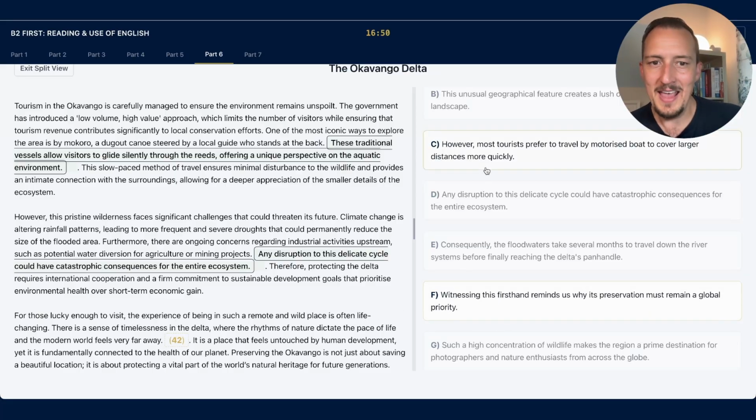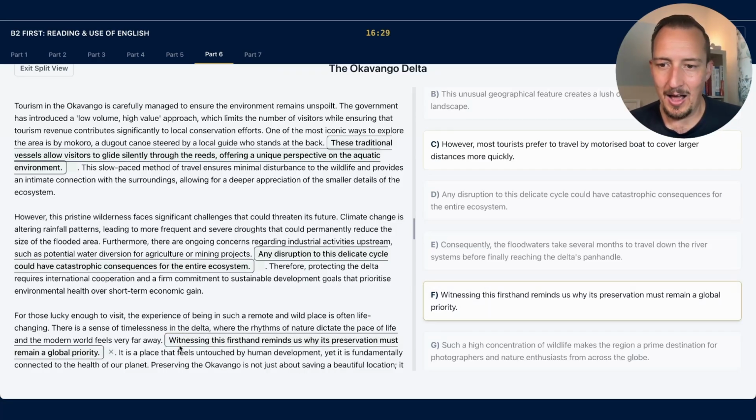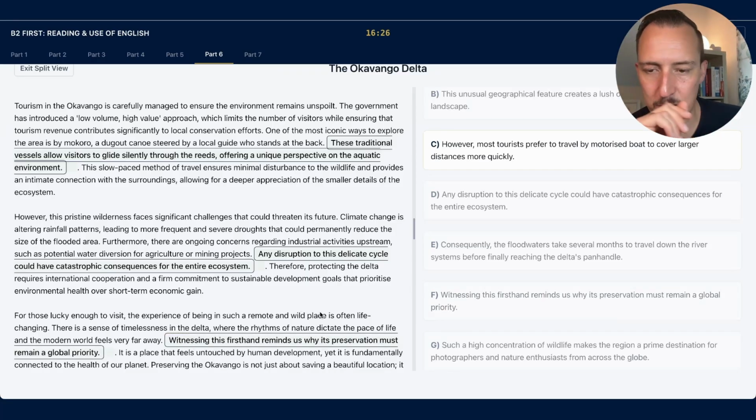Okay, yeah. So we've got, funnily enough, our last 2 options, we've got people, and for those lucky enough to visit. So in the first one, we've got tourists taking a motorized boat. That's not the meaning of this paragraph. This is more of a summary, explaining why the Okavango Delta is so important and its preservation. I think it's F, but let's just rule it in first.